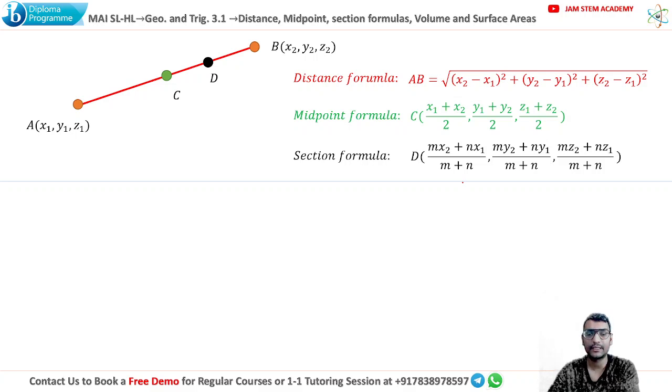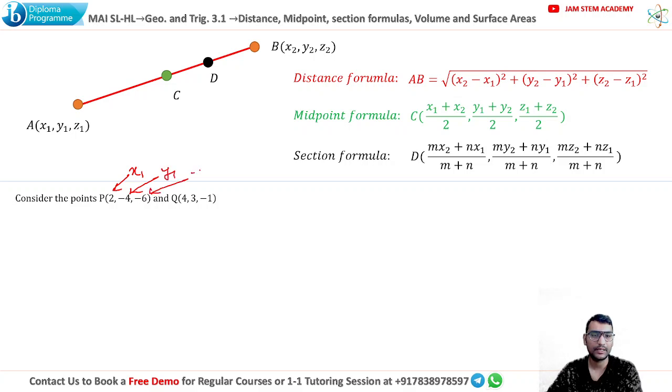So we can find the distance. Let's solve a problem here. Consider 2 points P and Q, and their coordinates are already given to us: (2, -4, -6) and (4, 3, -1). So here we have x1 as 2, y1 as -4, z1 as -6, right? In the same way for Q as well. Now for finding the distance between these 2 points, let's find the PQ value.